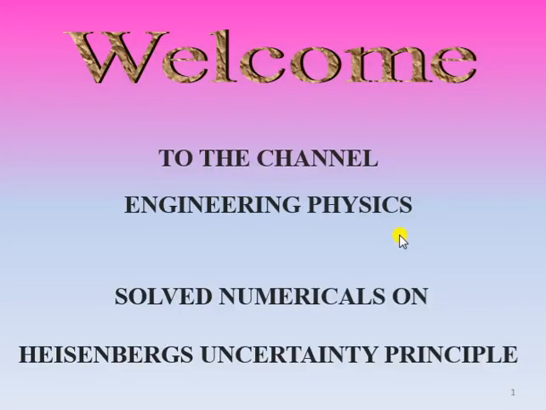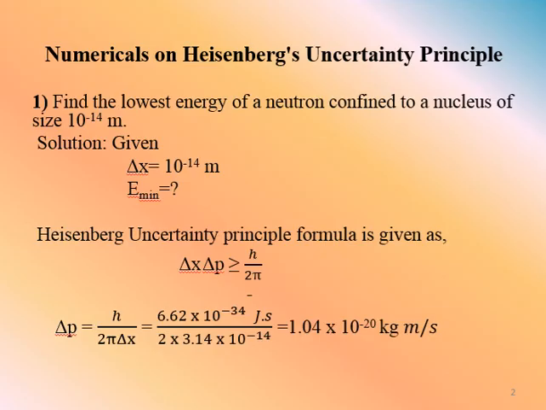In this video, we see some solved numericals on Heisenberg uncertainty principle. Number 1. Find the lowest energy of a neutron confined to a nucleus of size 10 to the power minus 14 meter. Here, uncertainty in position is given as 10 to the power minus 14 meter. We have to find out minimum energy of the neutron.